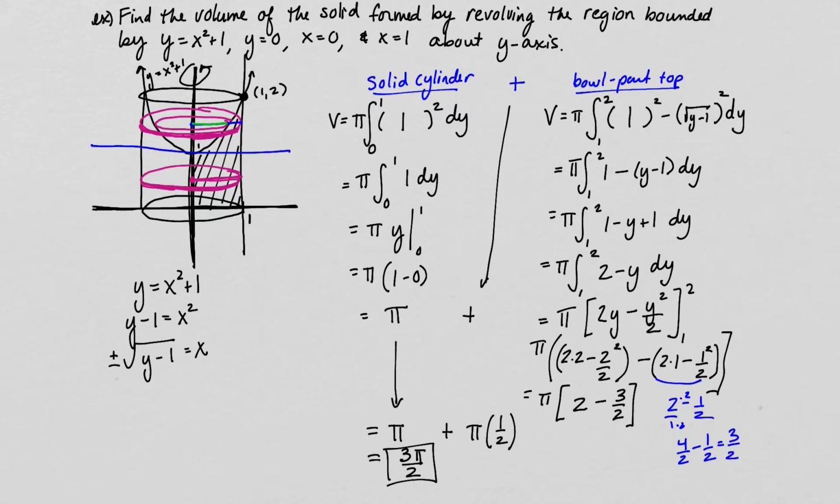So then I have 2 minus 3 over 2. And then 2 minus 3/2 is 1/2, right? Because 2 is 4/2.